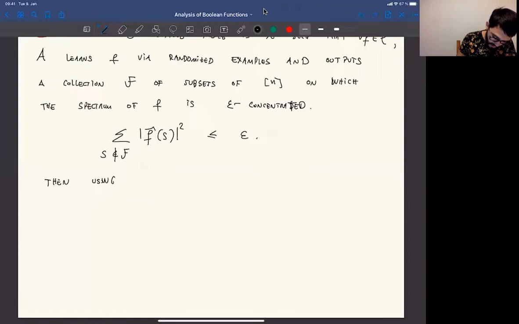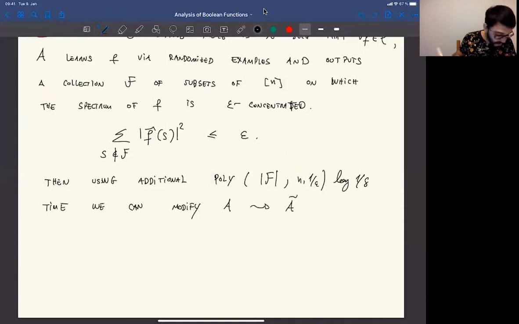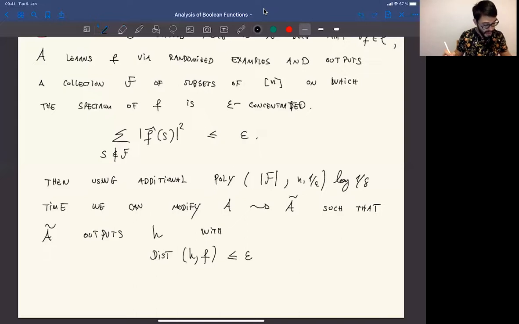Then, using additional polynomial time, we can modify A to produce some, let's say, A tilde, such that A tilde outputs some function H with the distance from H to f less or equal than epsilon, with probability greater or equal than 1 minus delta.